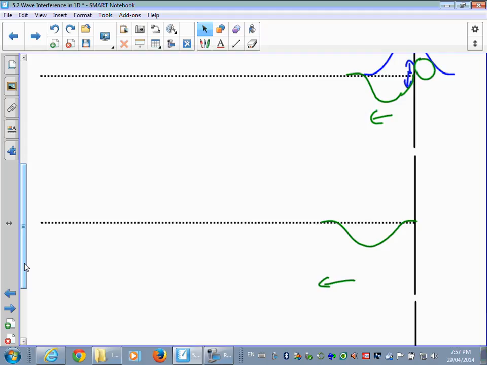We call it a phase change. We call it a phase shift. We call it an inversion. There's a whole bunch of different names for it. It doesn't really matter what we call it as long as you recognize that it reflects upside down. Just so you know, not that we're going to need it, but if this was a free end, then the wave would reflect on the same side, in phase instead of out of phase.